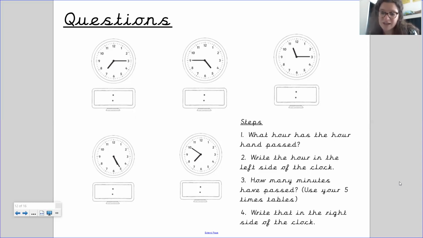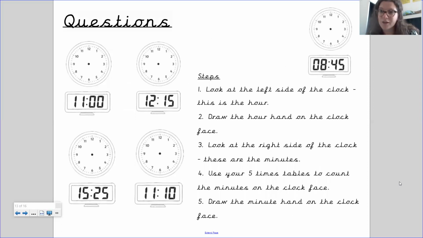And once you've done that, we're going to have a go at converting the other way. So here you have 5 digital times, and you are going to draw this time on an analogue clock. So here are the steps. First of all, you need to look at the left side of your digital clock. This is the hour.